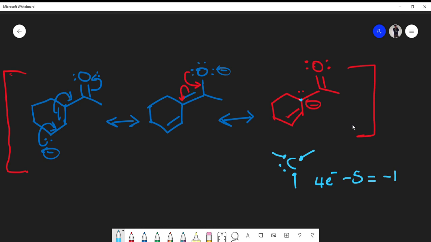Notice again, the overall charge of the molecule does not change. This is -1, this is -1, and this last compound is -1. The only thing we're doing is rearranging electrons. I hope this helps.